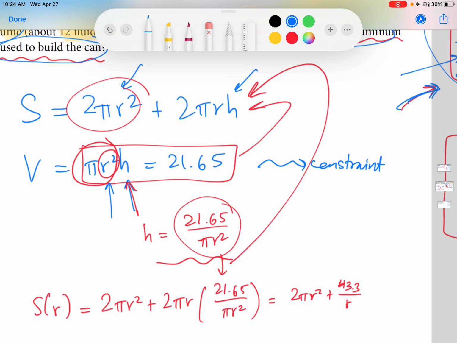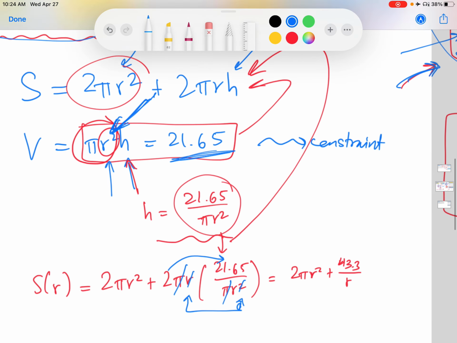What happened to the pi's? Well, this pi canceled with that one. One of these r's canceled with that one. And then I multiply the 2 times 21.65 to get 43.3. I'm always very cautious about canceling variables, right? I want to think a little bit about whether r can be equal to 0, but it can't. If r is equal to 0 up here in the constraints, there's no way the volume will be 21.65 cubic inches, which is a constraint in the problem. So we are safe in canceling r's because r cannot be 0.